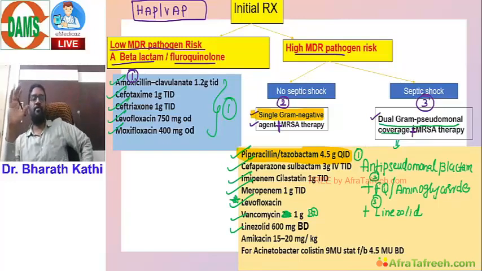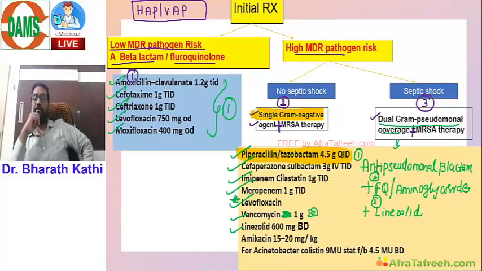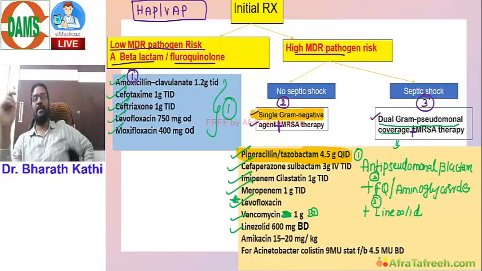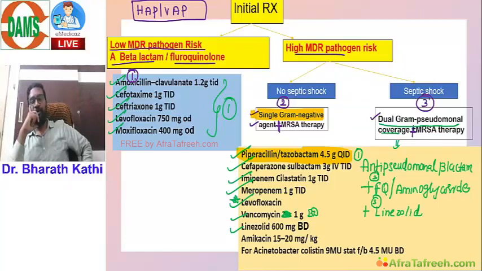Point to remember: in the treatment of hospital acquired or ventilator associated pneumonia, first you need to divide whether it is low MDR risk. Low MDR risk means the previous risk factors A, B, C, D are not present. High MDR risk is any one of the following: antibiotic in previous 90 days, or been in the hospital for more than 5 days, or patient with critical illness, recent dialysis, prior VAP or HAP.